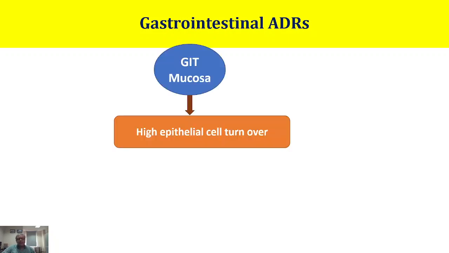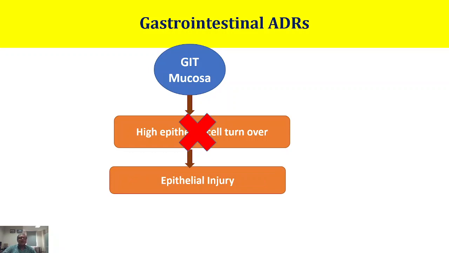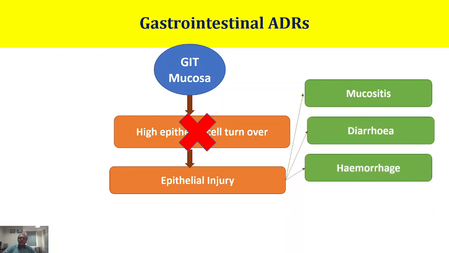Now the other gastrointestinal ADRs, as I told you, in the GI tract mucosa there is a very high epithelial cell turnover, and because of the anti-cancer agents, this cell turnover is blocked. And because of this, there are chances of epithelial injury, epithelial shedding and damage to the intestinal mucosa. And that is reflected in inflammation, mucositis, hemorrhage, diarrhea.